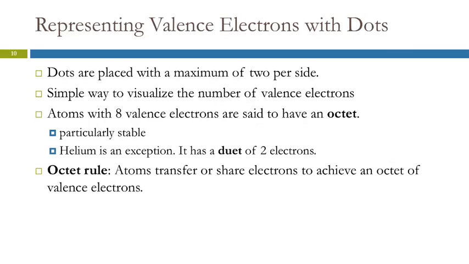Now, there are some guidelines. We place those dots on 4 sides, top, bottom, right, and left, with a maximum of 2 per side. It's just an easy way to visualize the valence electrons. You could draw them in a circle, but then it's harder to see how many you have.